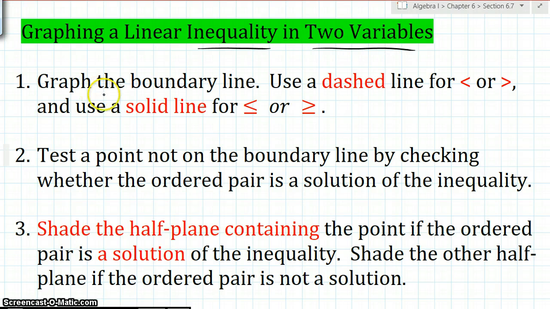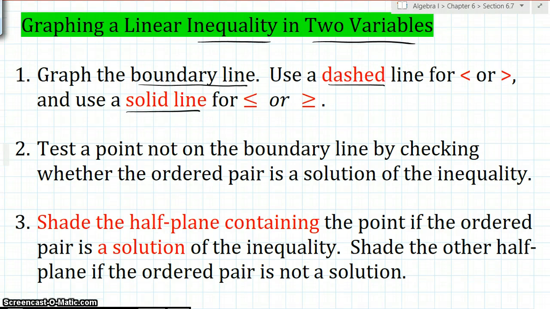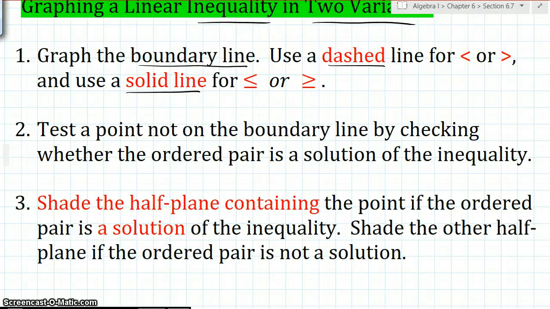What we're going to do first is graph the boundary line. We're going to use a dashed line if we have less than or greater than. And if it's a less than or equal to, or greater than or equal to, it's going to be a solid line. Just like you had open dots and closed dots, we have dashed lines and solid lines.